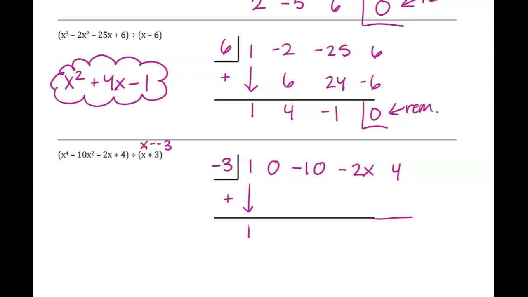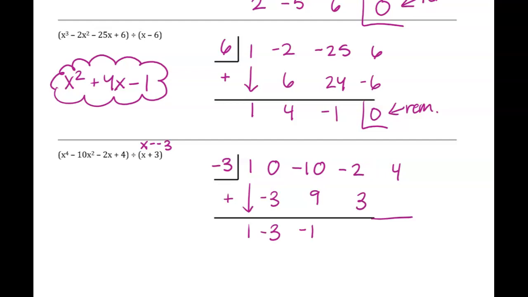So bring down our 1. 1 times negative 3 is negative 3. 0 plus negative 3 is negative 3. Negative 3 times negative 3 is 9. Negative 10 plus 9 is negative 1. Negative 1 times negative 3 is 3.